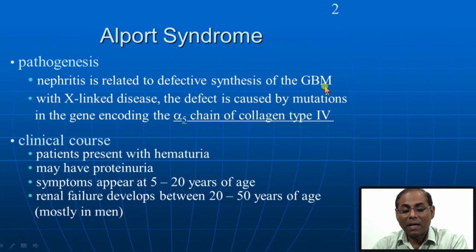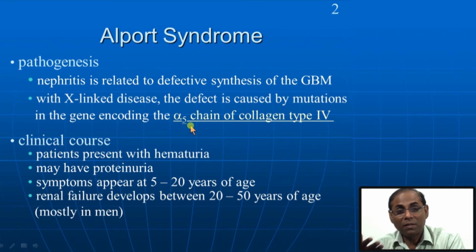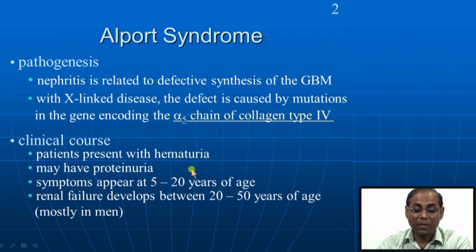Pathogenesis: the nephritis is related to defective synthesis of the glomerular basement membrane. There is an abnormality in the alpha 5 chain of collagen type 4. So, this is the molecular abnormality. If your collagen formation is defective, the glomerular basement membrane cannot function normally. So, you can get proteinuria as well as hematuria. And patients sometimes present with hematuria and may have mild proteinuria.